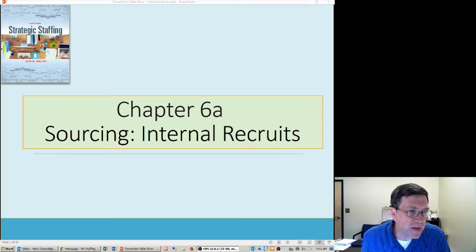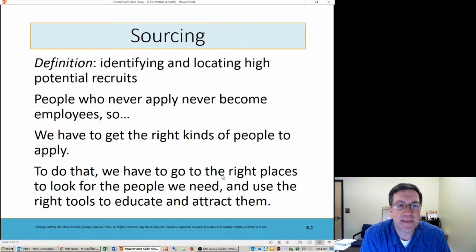Remember, as we think about sourcing, one really important idea is that people who never apply for our jobs do not ever become employees, right? You cannot have somebody working for you who has not started the process of trying to work for you. So if we only can hire people who have applied, we've got to get the right people applying. We can't leave it to chance.